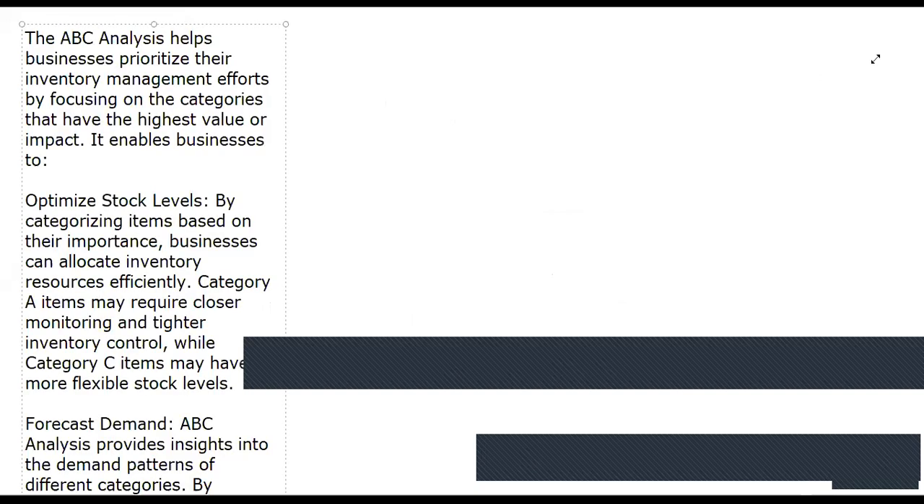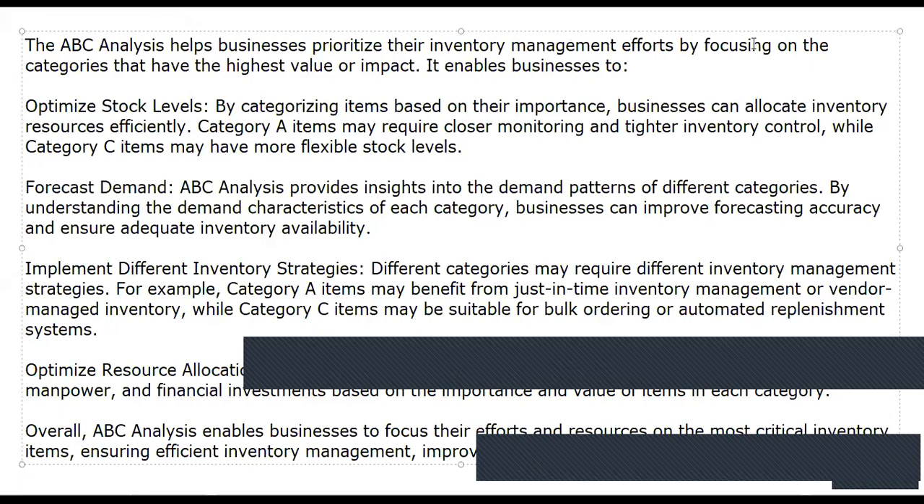Now, why is ABC important in inventory management? ABC is very important in inventory management for the following reasons. Number one, ABC will help businesses prioritize their inventory by focusing on the categories of the highest value and seeing how to handle them. It enables businesses to optimize their stock levels by categorizing the items based on their importance.